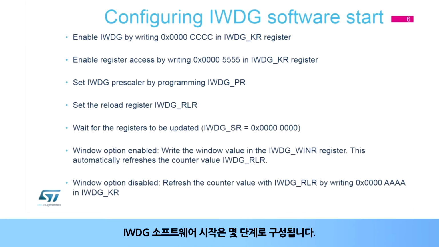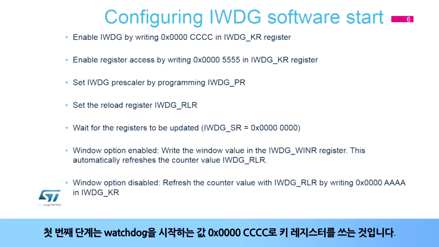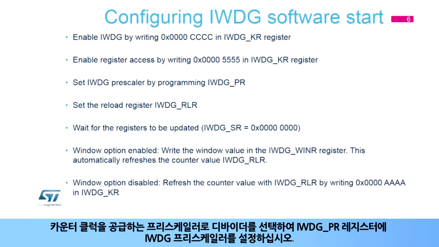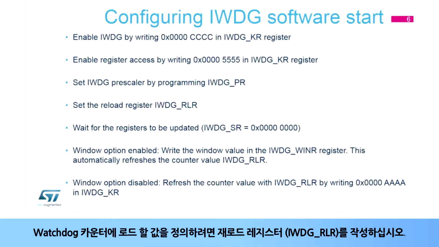The IWDG software start is configured in a few steps. The first step is to write the key register with value 0x0000 CCCC, which starts the watchdog. Then remove IWDG register protection by writing 0x00005555 to unlock the key. Set the IWDG prescaler in the IWDG PR register by selecting the prescaler divider feeding the counter clock. Write the reload register IWDG RLR to define the value to be loaded in the watchdog counter.